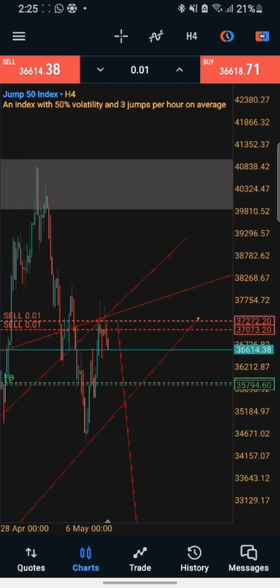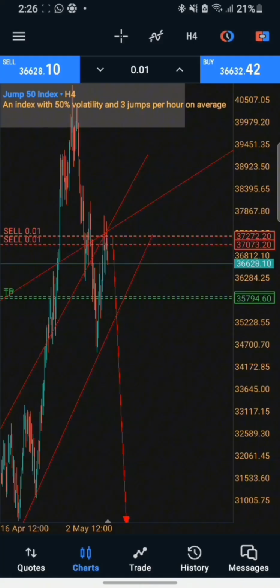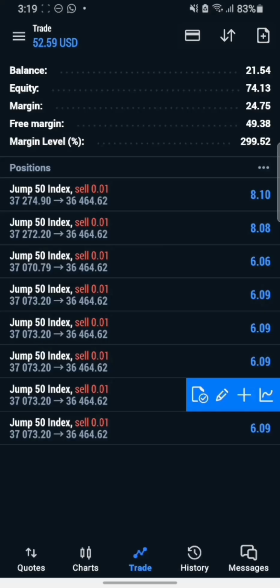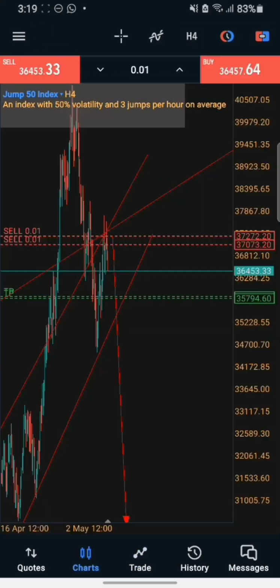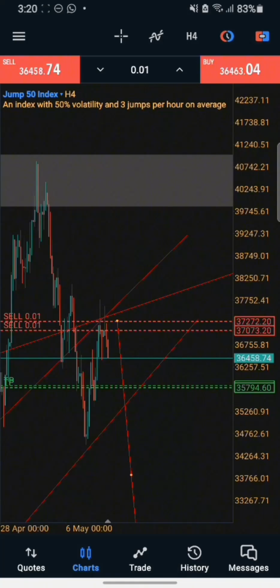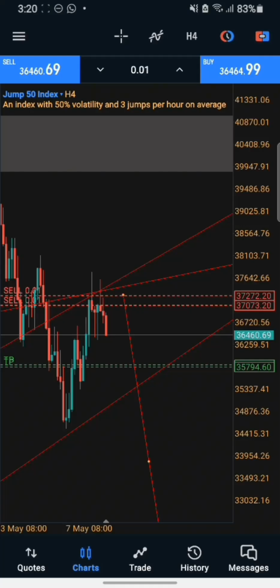So as you can see, now we're in 63 equity, which is a lot. So you can either put more positions or just be satisfied with that profit that you have, but then the market is still going down. Now in $52 profit, the market is still going down.